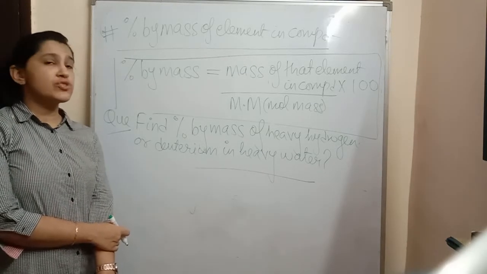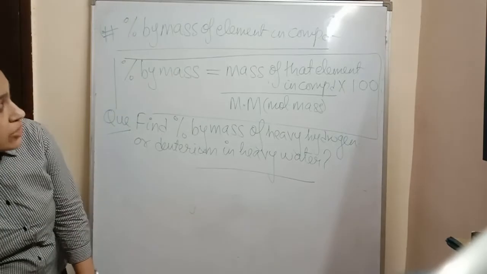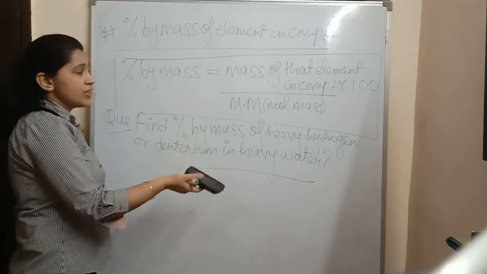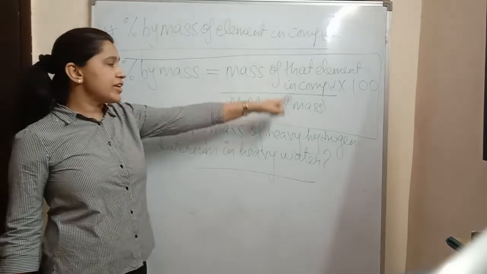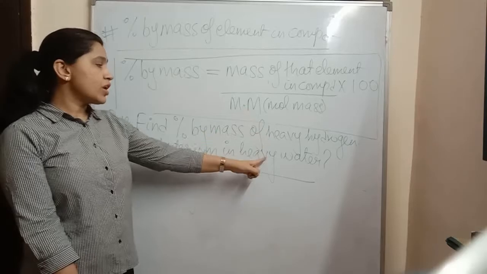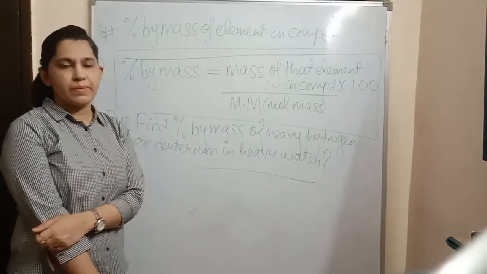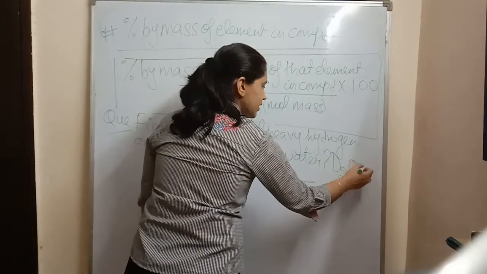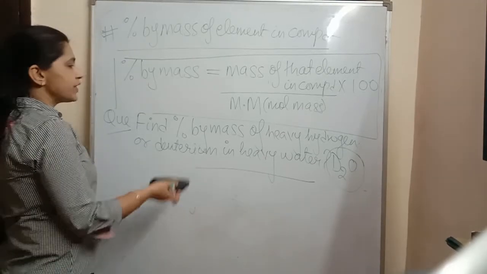What is heavy hydrogen? Nothing but deuterium in heavy water. The percentage by mass of heavy hydrogen or deuterium in heavy water: what will we do? In place of mass of that element, deuterium comes, upon the molecular mass of what? Heavy water. What is heavy water? Heavy water is D2O. I just told you. Heavy water is D2O. So let us do the calculation.